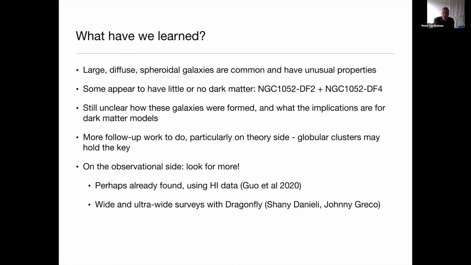There's this large variation in the dark matter properties, and we can learn about the dark matter in a unique way because they're not baryon dominated in the middle, or they shouldn't be. You know, DF2 obviously is. And so we don't really understand them very well. There's a lot of follow-up work to do, and maybe particularly on the theory side. Observationally, what we have to do is simple. We have to look for more.